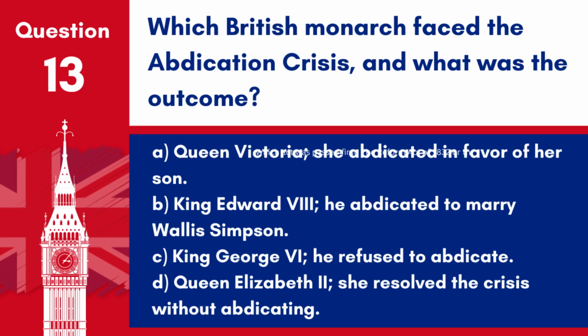Question 13. Which British monarch faced the Abdication Crisis, and what was the outcome? A. Queen Victoria. She abdicated in favour of her son. B. King Edward VIII. He abdicated to marry Wallis Simpson. C. King George VI. He refused to abdicate. D. Queen Elizabeth II. She resolved the crisis without abdicating.